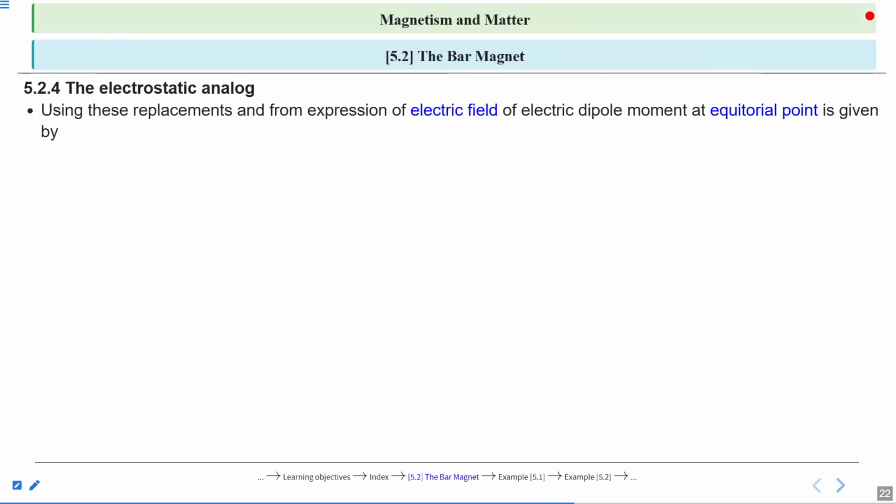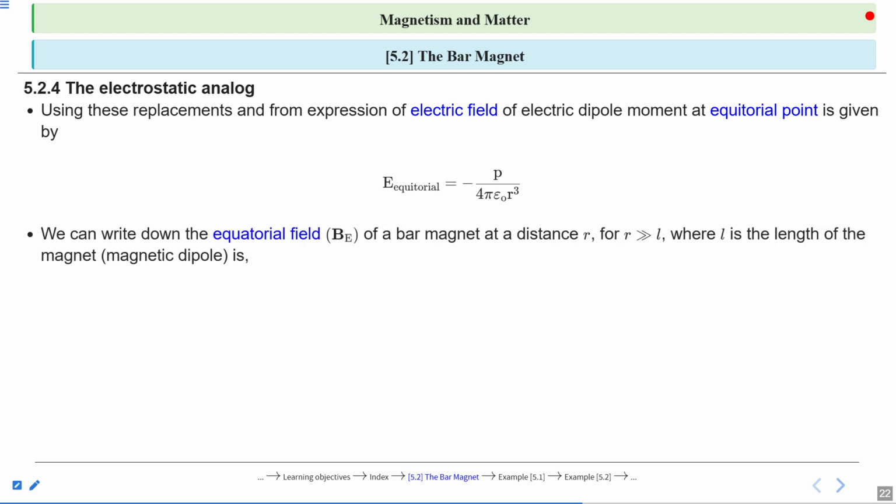Okay, using these replacements, from the expression of the electric field of an electric dipole at the equatorial line. We have already discussed in our previous class that for the equatorial line, the electric field due to an electric dipole is E equatorial equals minus P upon 4 pi epsilon naught r cube. Similarly, we can do the replacements and write down the equatorial magnetic field BE of a bar magnet at a distance r, where r is much greater than the length L of the magnet, or we can say magnetic dipole.